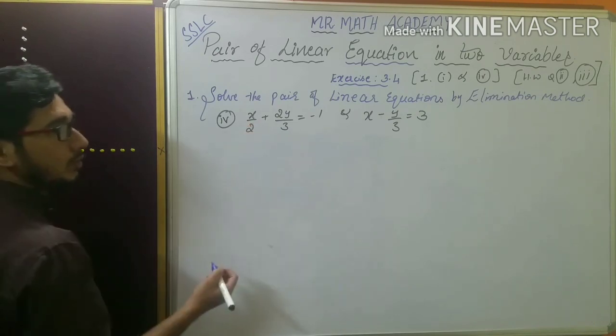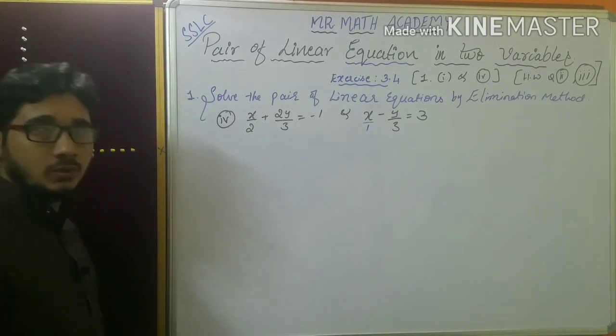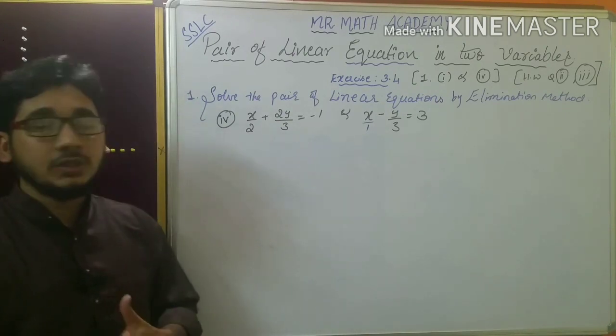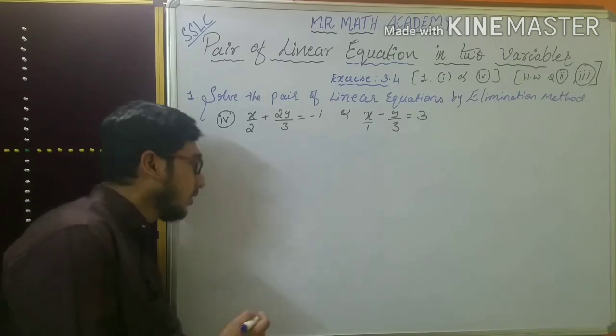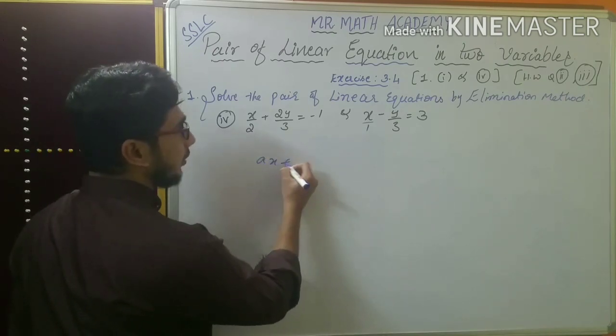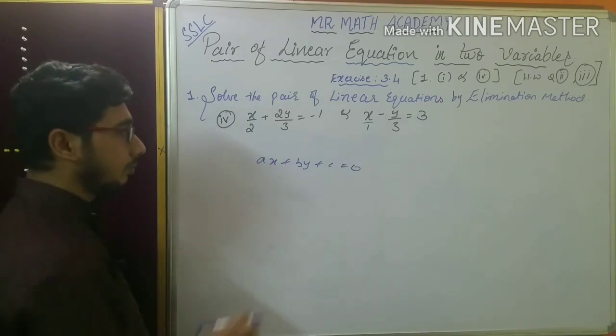Okay, so see this equation in fraction. What you have to do is just keep it in the standard form of a linear equation. What is the standard form? The standard form is like this: ax plus by plus c is equal to 0. This is the standard form. Like this you have to keep.